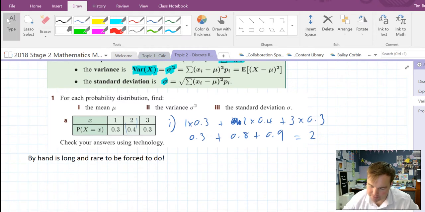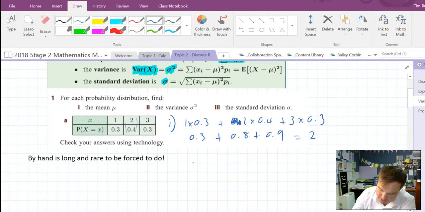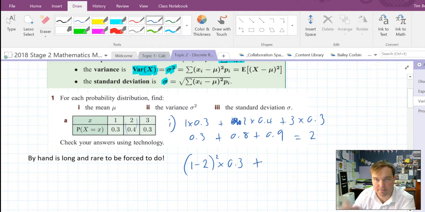Now, variance. To find the variance, we do the sum of (xi take mu) squared times pi. What that is telling us to do is, for each value, we take 1, take the mean, squared, multiplied by the probability of that value, 0.3, plus. Now, second one, 2 take 2 squared times 0.4, plus 3 take 2 squared times 0.3.